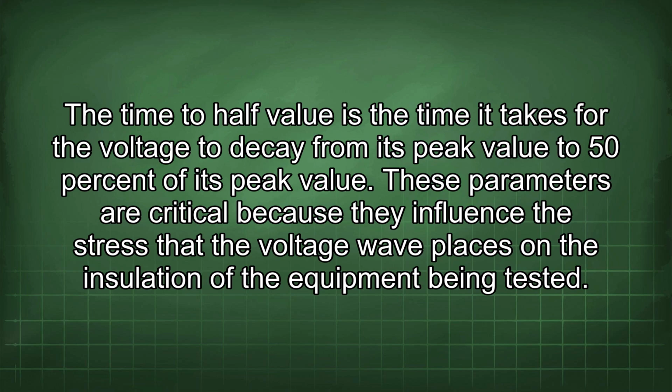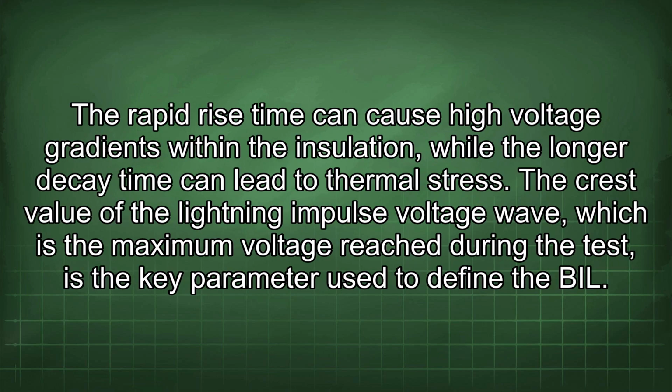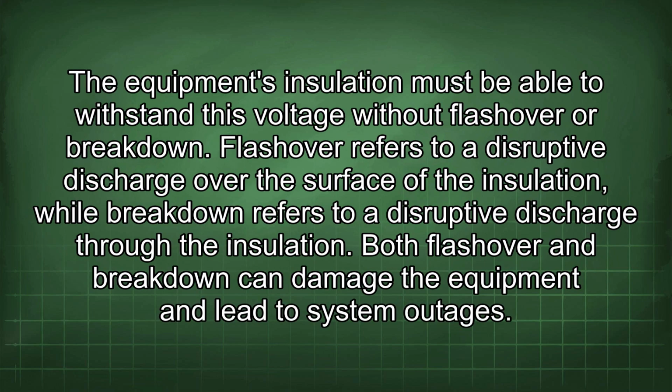These parameters are critical because they influence the stress that the voltage wave places on the insulation of the equipment being tested. The rapid rise time can cause high voltage gradients within the insulation, while the longer decay time can lead to thermal stress. The crest value of the lightning impulse voltage wave, which is the maximum voltage reached during the test, is the key parameter used to define the BIL. The equipment's insulation must be able to withstand this voltage without flashover or breakdown.